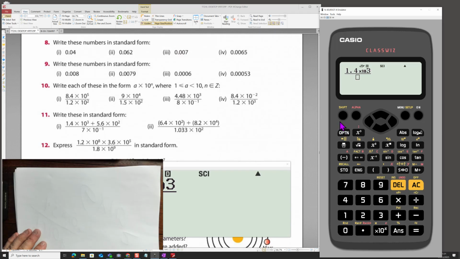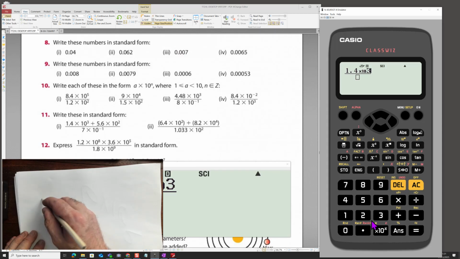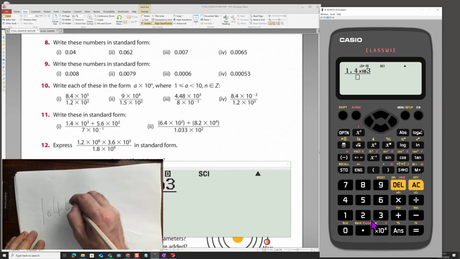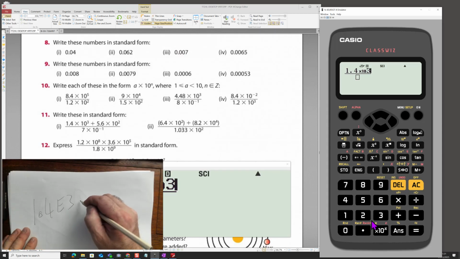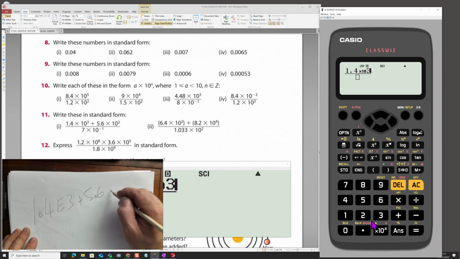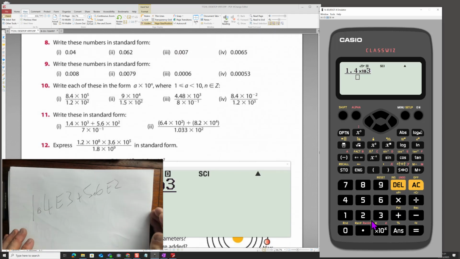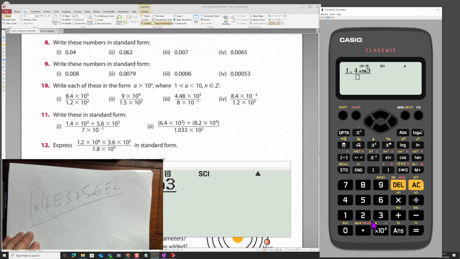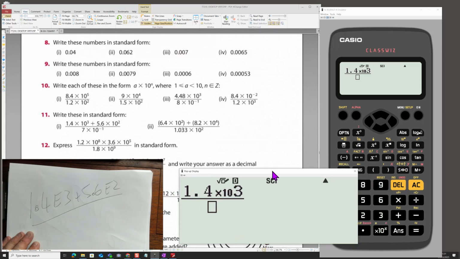Another thing you hear is 1.4 e to the 3, because of the word engineer. And it just might be easier to say 1.4, because that number there can also be written as 1.4 e to the 3 plus 5.6 e to the 2. And look, I'm going to continue on here, but it is a consideration.